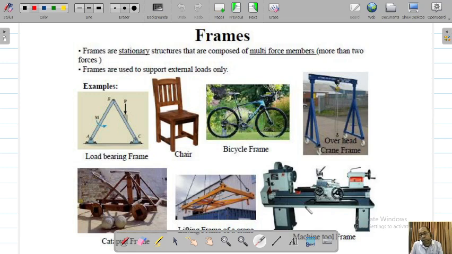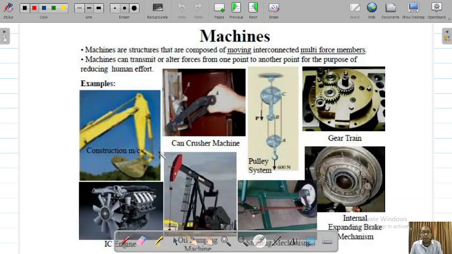This is a lathe machine, on which you can build various machine components. You can do turning, chamfering, and a lot of operations. So this is a frame, and these are machines. Machines, as you know, are structures composed of moving interconnected multi-force members that transmit altered forces from one point to another for the purpose of reducing human effort. One of the main differences of machines is that they will always have some sort of mechanical advantage.